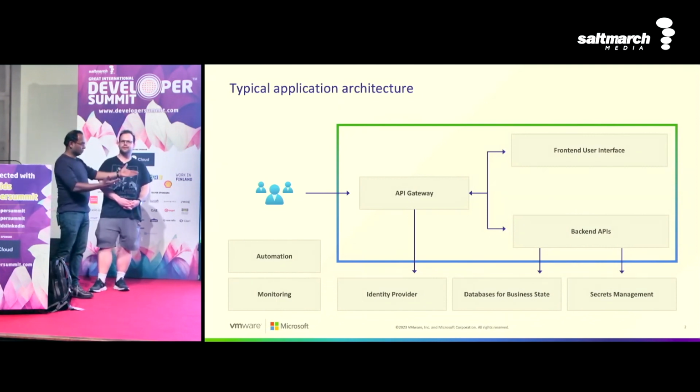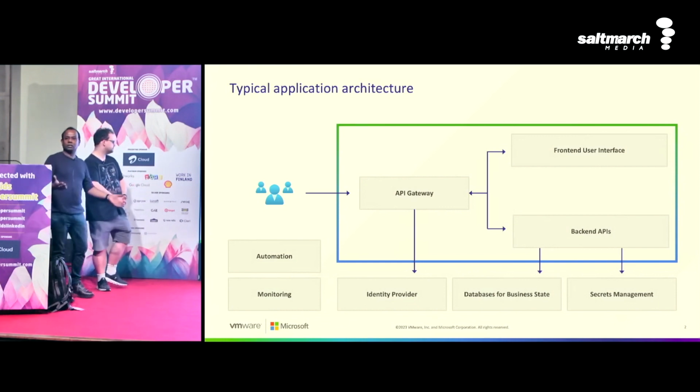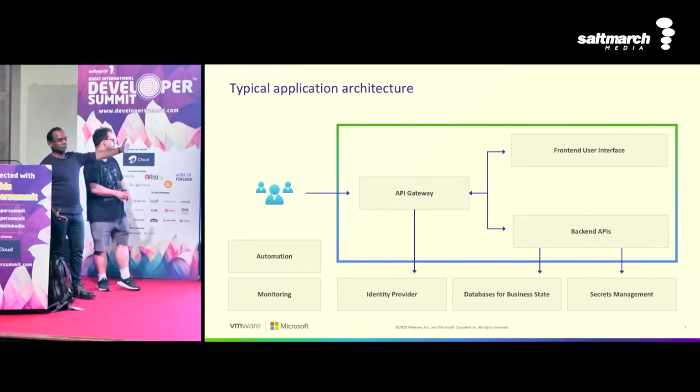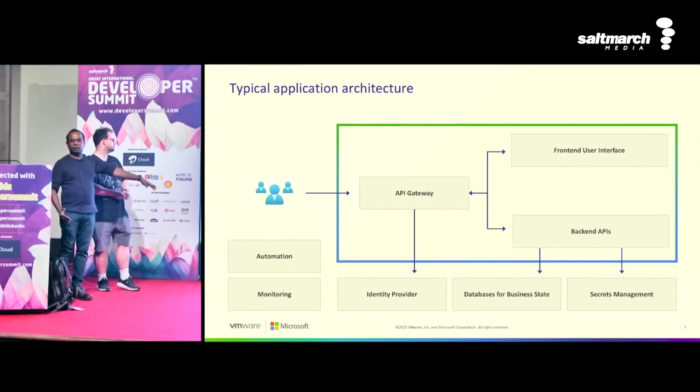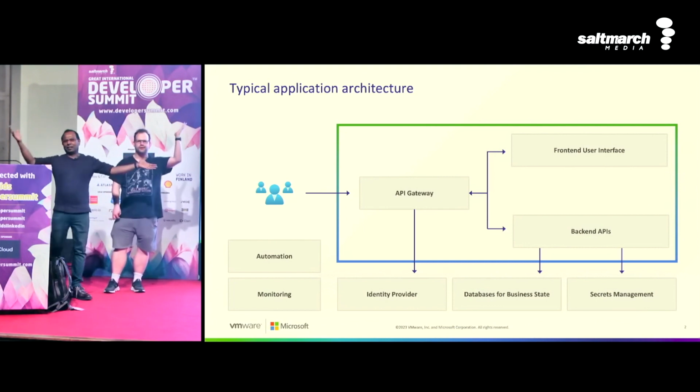Those APIs are powered using a database. And of course, when you connect to the database, you need to store the secrets somewhere. That's where you have the secrets management. And when the users are coming in, they get authenticated and authorized, so that's the identity provider. Like all systems in production, they must be automated, they must be monitored, and everything must be secure. So how many of you are familiar with this typical architecture? Pretty stock standard stuff, right?